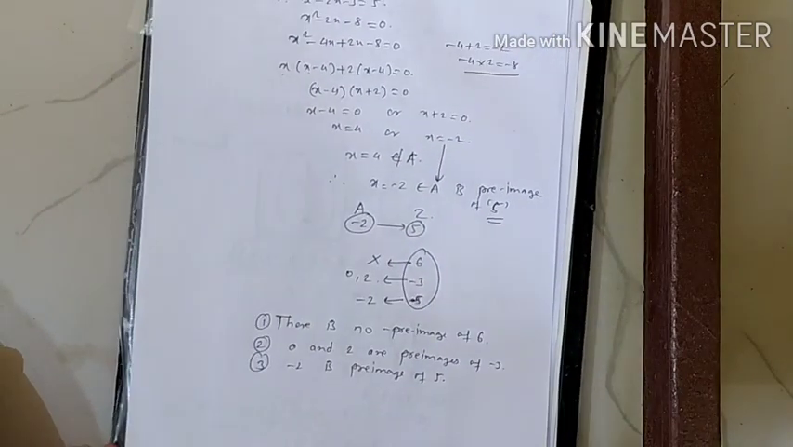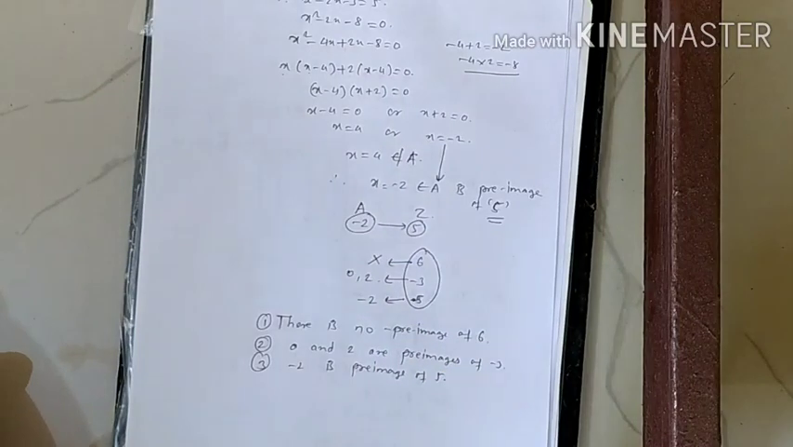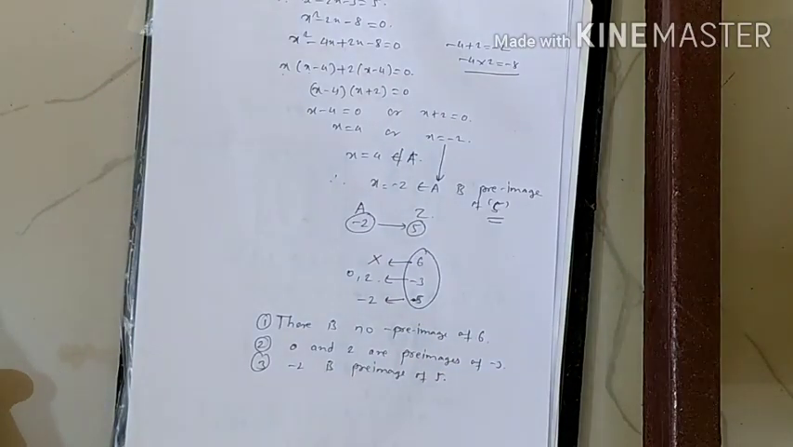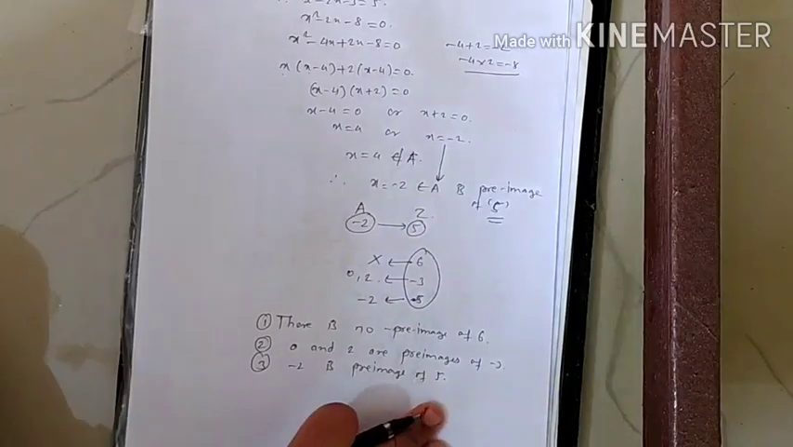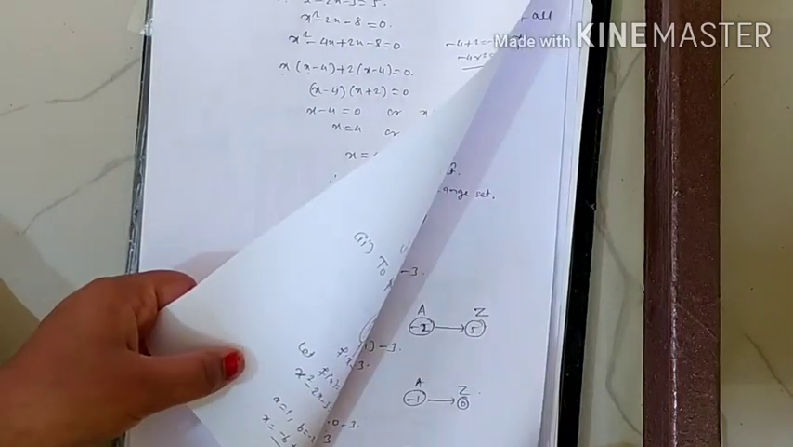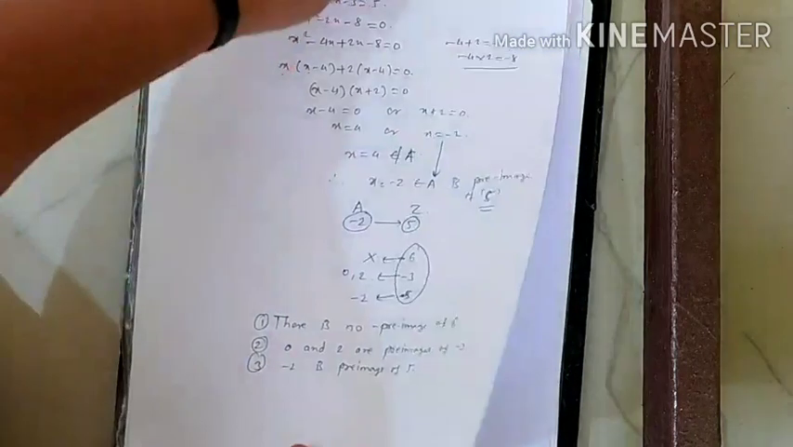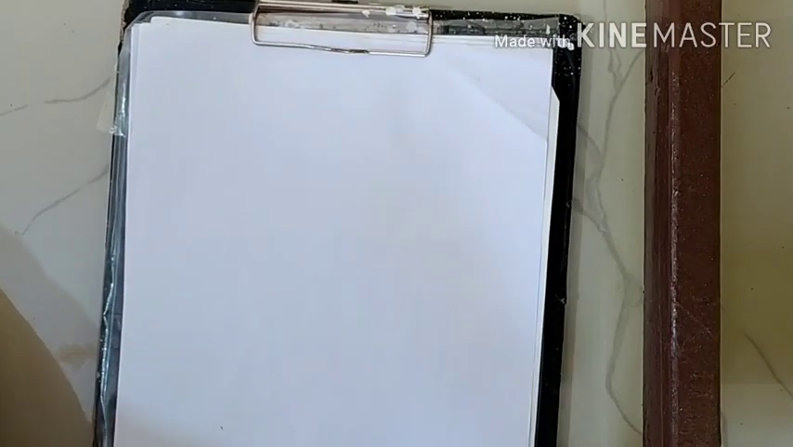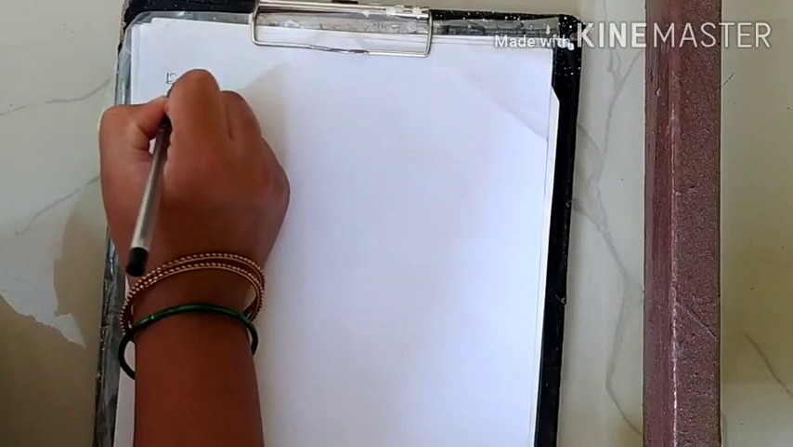So here there is no pre-image of 6 that we were finding, and 0 and 2 both are the pre-images of -3, and -2 is a pre-image of 5. Getting? Any doubt? Now we'll start with the next question. So the next question is, I'll take out these pages. In the next question, the function f, I will adjust this now. Yes. Second question, example number 2.